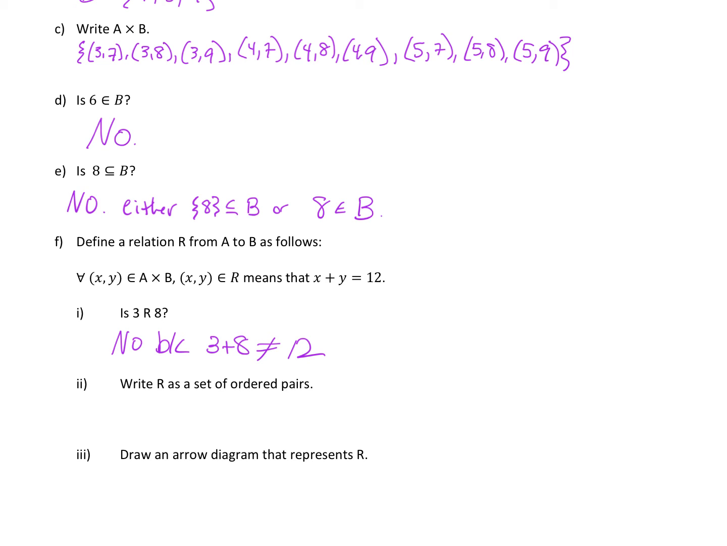We want to write R as a set of ordered pairs. So I want to choose all the elements in A cross B where x plus y equals 12. And that's going to be my set R. So let's see. 3 plus 9 is 12. 4 plus 8 is 12, and 5 plus 7 is 12. So R is the set of ordered pairs 3, 9, 4, 8, and 5, 7. It's a subset of A cross B that satisfies a particular condition. In this case, x plus y equals 12.